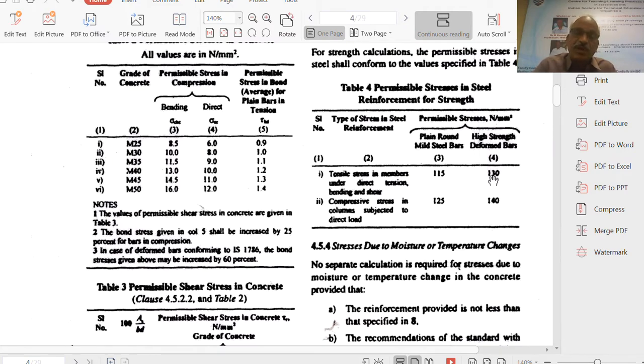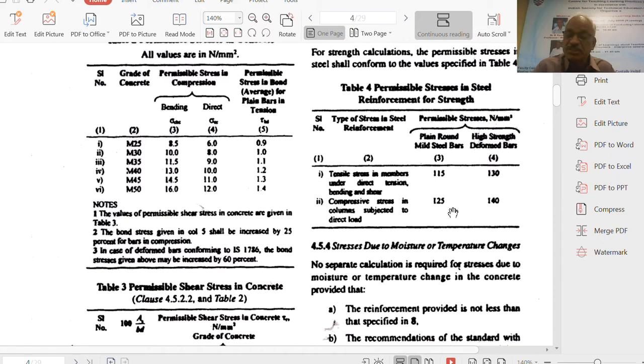For high strength deformed bars, in the case of RCC, we adopt 230 Newton per mm square as the allowable stress, and when the diameter of bar is more than 20 mm, we go for 190 Newton per mm square. So the values adopted in RCC and in RCC water tanks are different. So one must be familiar with these values. I am just giving only important points, but gradually one has to become thorough with the code book if you want to become a full-fledged civil engineer, right?